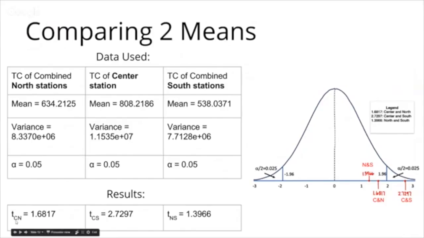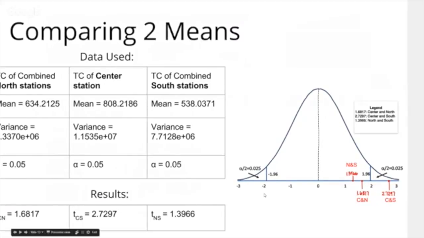The t-student statistic for center and north was 1.68, for center and south 2.7, and north and south was 1.38. Our threshold using the 0.025 on each side tells us that we can accept both north and south comparisons and center and north comparisons and reject the center and south comparison. Since t of center and north is 1.68, which is within the plus minus 1.96 tolerance, we can accept this. Since this is outside, we reject center and south, and then since this is 1.3, we also accept this null hypothesis.